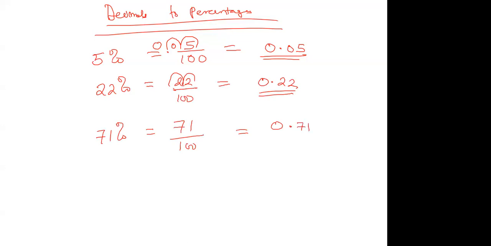I told you initially that 71% is going to be 71 out of 100. So when you have 99% too, it's going to be 99 out of 100. That gives you 0.99. So that's straightforward, from percentages to decimals.